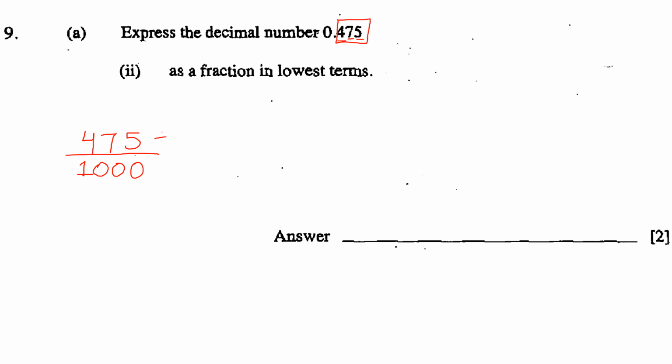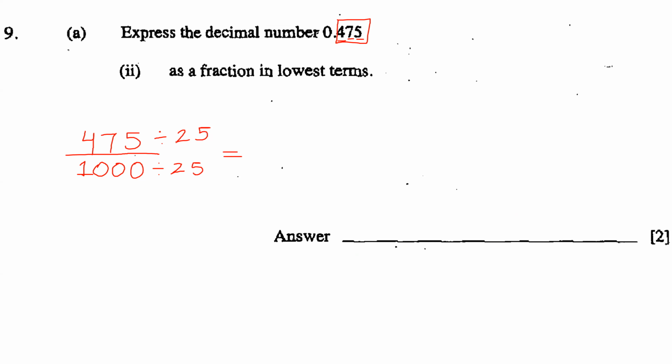The number that we can use that does it the quickest is definitely 25. Now you could use 5, 5 will work, but 5 won't reduce it all the way. You have to use 5 again if you use 5. You can't just do it once, you have to do it more than once.